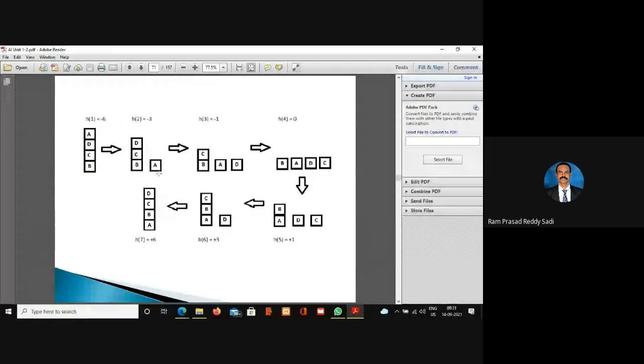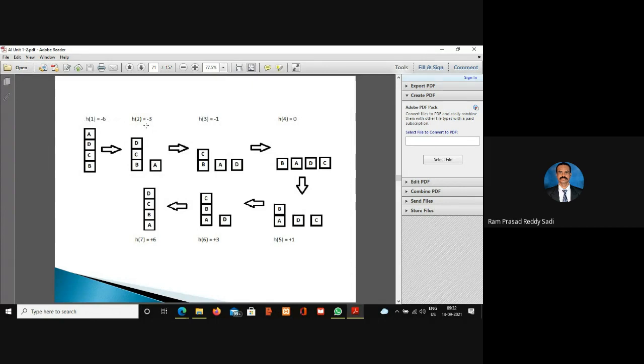So the heuristic value of A is 0 now, the heuristic value of B is 0, the heuristic value of C is -1, and the heuristic value of D is -2. So what's the total heuristic value over here? It is 0 plus 0, -1, -2. This is totally -3. Is there an improvement in the heuristic value? Earlier it was -6 and now it is -3. So always you need to see an improvement in the heuristic value. It is increasing from -6 to -3.